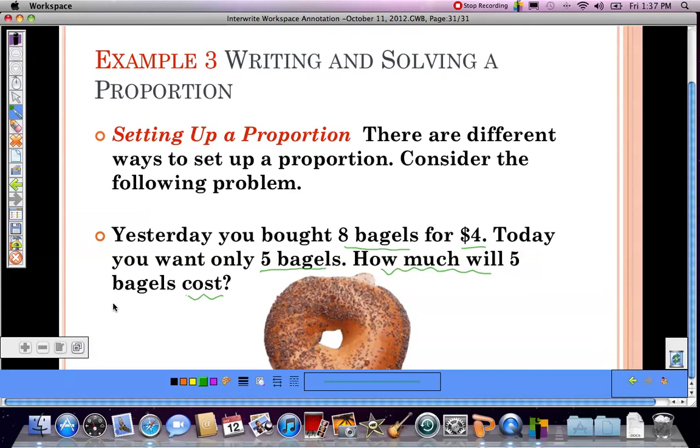So I think my first comparison, I'll do the cost compared to the number of bagels. All right, so let's think this through. Yesterday, the cost was $4 and I bought 8 bagels. So I've put 4 up here in the numerator's position because that's my dollars, and I'm comparing it to the number of bagels, which was 8. Today I only want 5 bagels, and I'm looking for how much will that cost. So the cost is my variable. That's what I'm looking for, and I want only 5. That's the number of bagels that I want.